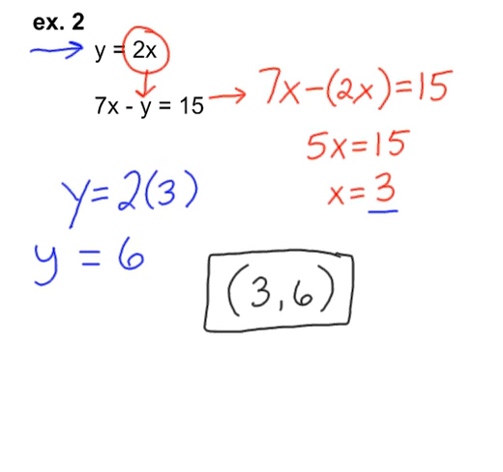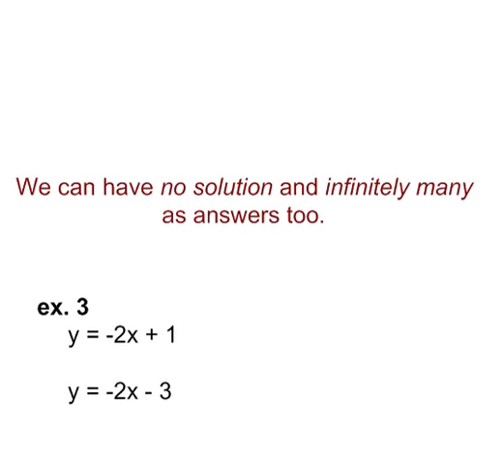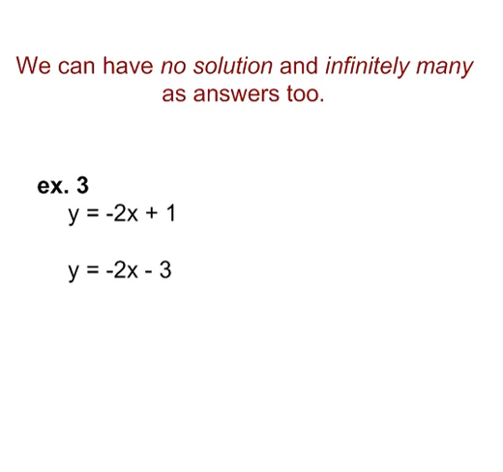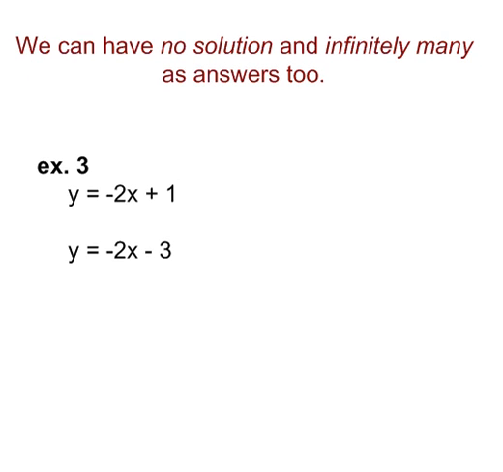Just like with graphing, it is possible to have no solution and infinitely many solutions as our answers as well. So if we look at example 3, we'll see what happens when we substitute and what those will look like, because we won't have a graph to consider. For example 3, these two y values are by themselves, so let's pick one. Let's take this y value and plug it into the bottom y value and rewrite this equation.